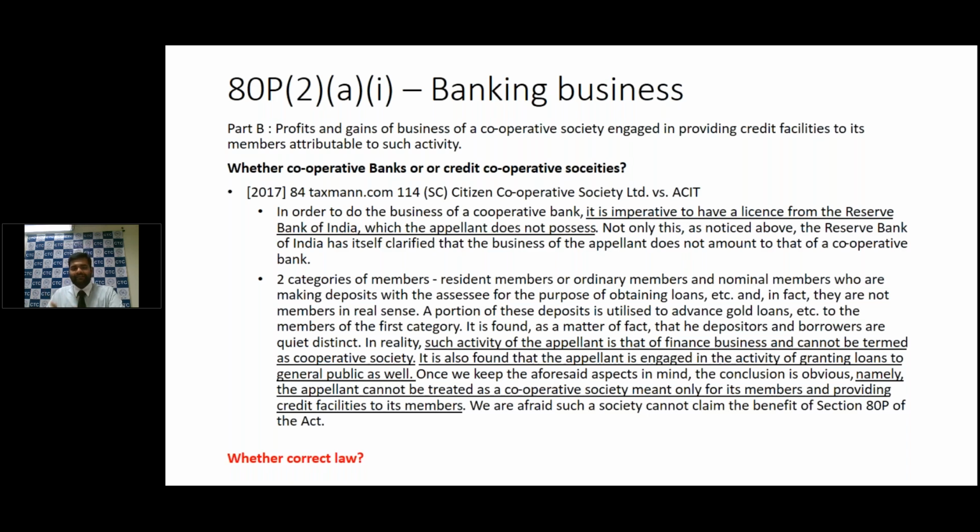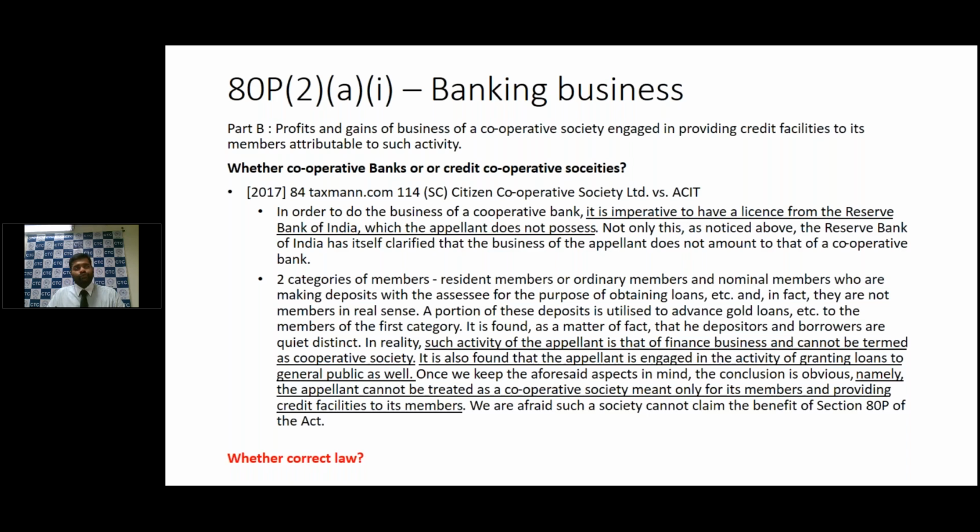In spite of that finding, the Supreme Court still goes on to hold that the credit cooperative society, since it is engaged in giving loans to the general public as well, is not eligible for deduction under Section 80P(2)(a) because the assessee is not a cooperative society meant only for its members. This is the finding of the Honorable Supreme Court. They have laid down the law of the land and it is binding on each and every person in this country.